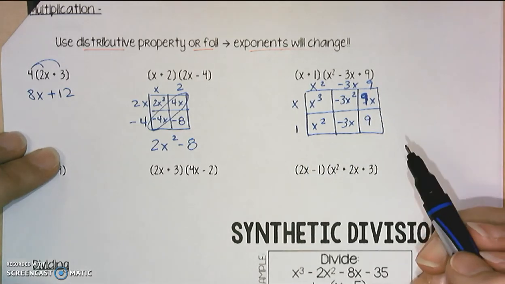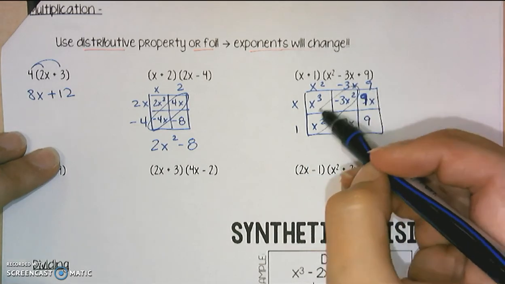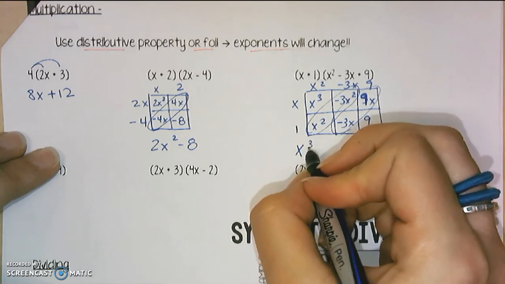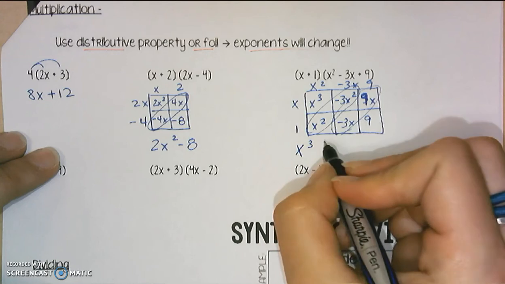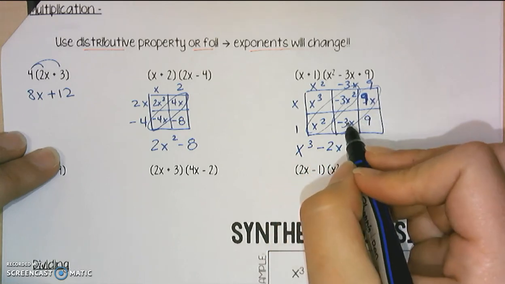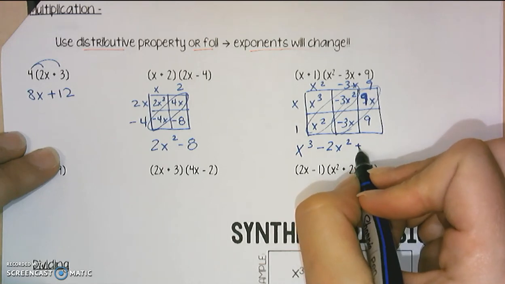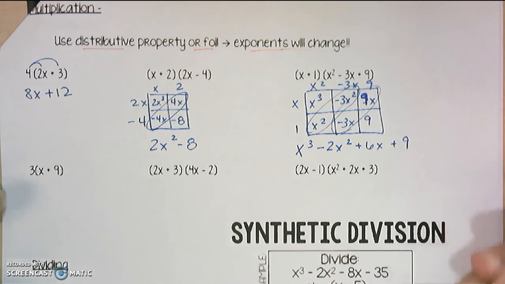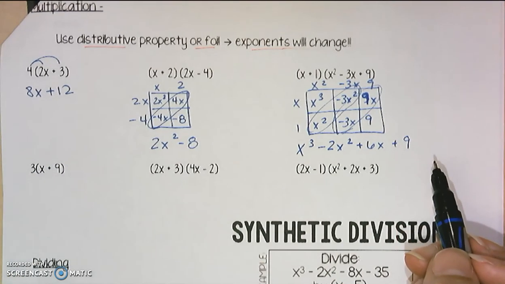Now, you put things together that look the same, so you have this one, and you have this one. So we start with x cubed. 1 plus negative 3 is going to give me negative 2x squared. Negative 3 plus 9 gives me 6x, and then plus 9. Excuse me. So there would be your solution.